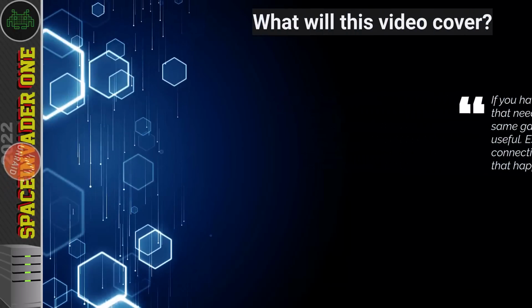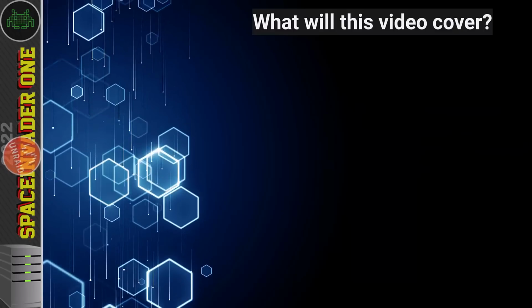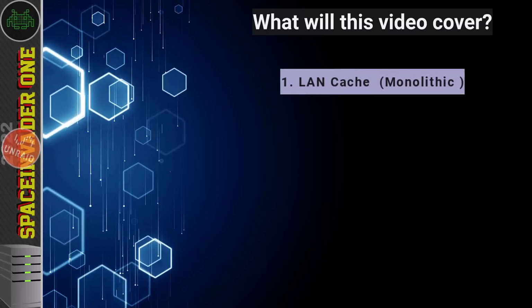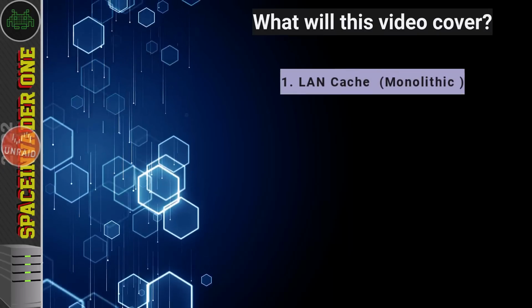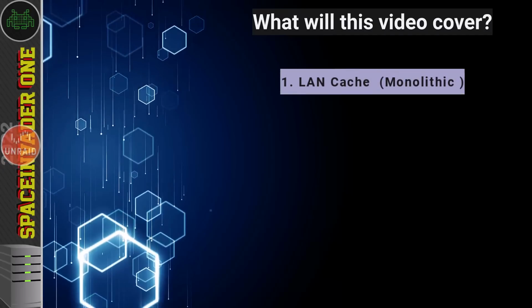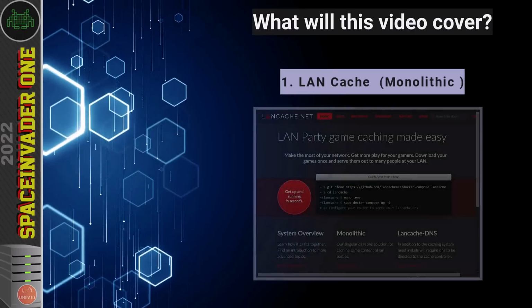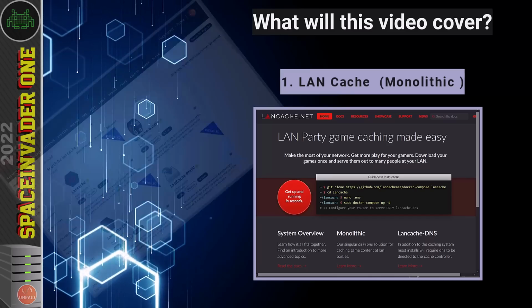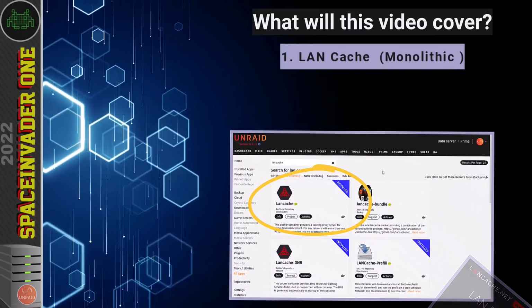So what are we going to be looking at in this video? Well, we're going to be setting up three containers. Firstly, the LAN cache container itself. This is called the monolithic LAN cache, an all-in-one solution, and you can read about it here at lancache.net. Now us Unraiders, we will of course download ours from community applications.